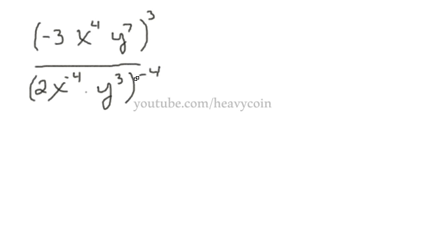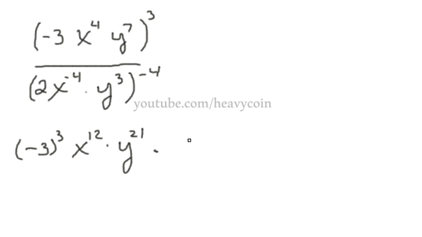So this is raised to the negative 4, so that means we can take this up into the numerator. But I'm going to go ahead and start simplifying some of this stuff. We have negative 3 raised to the third. So we multiply exponents. 4 times 3 is 12. Y to the 21st, right? 7 times 3 is 21.